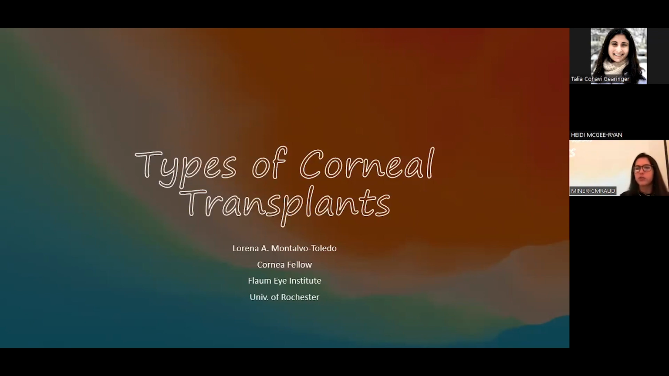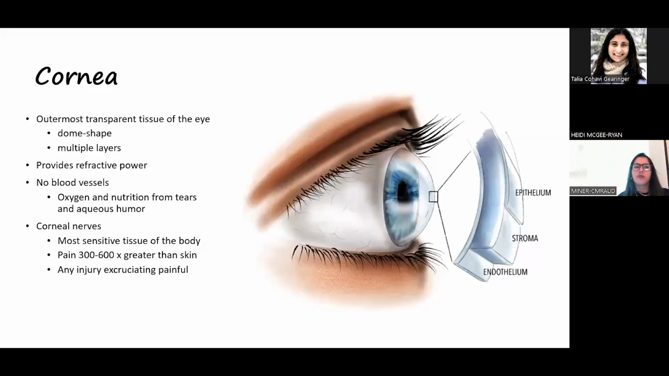We're going to be explaining what the different corneal transplants are, so that whenever you encounter a doctor saying DMEK, DSEK, PK, all of those terms, you understand what they mean by all of those acronyms. So first, the cornea.